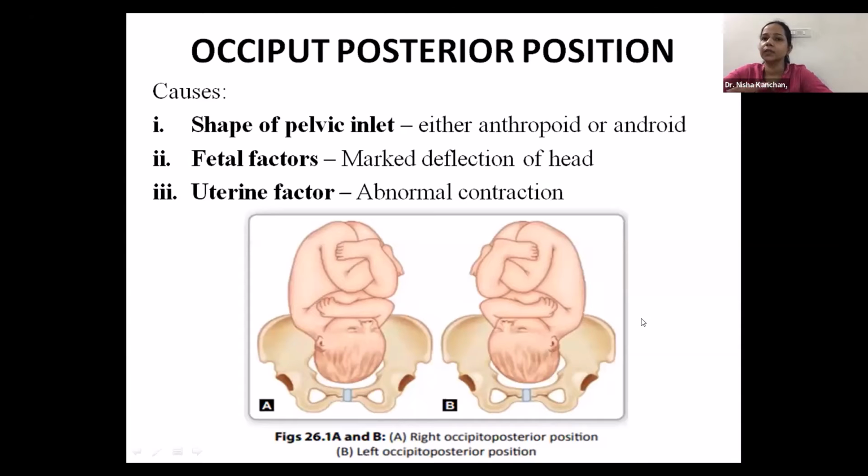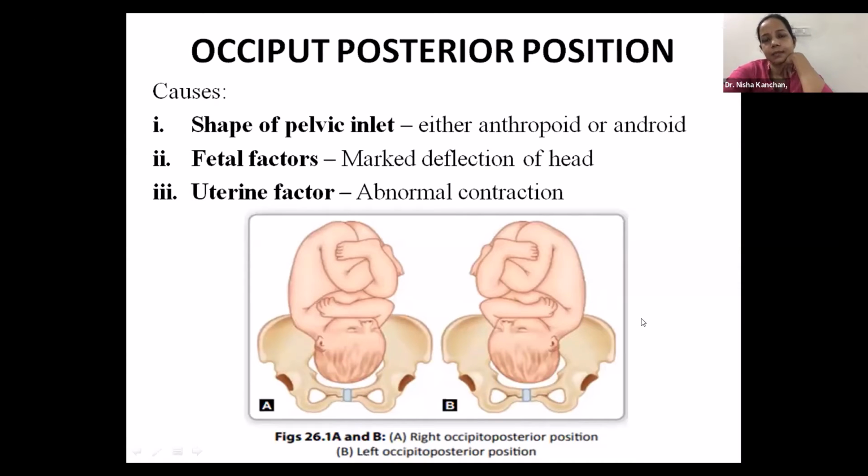Now, why do they have occipital posterior position? It is because there is a problem in the shape of the pelvic inlet. Either it is an anthropoid or android pelvis. Now, what is happening in anthropoid and android pelvis is the forepelvis is very narrow. If you remember, the subpubic angle is narrow and the anterior pelvis is like V-shaped, more narrow. So the occiput has more space to accommodate in the posterior part of the pelvis. That's why it becomes occipito posterior.